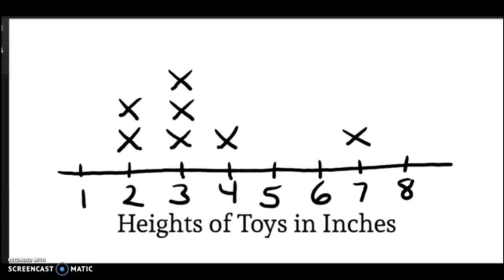Earlier in this video, I told you that it's important to put all of the numbers along the line plot. And now you can see that because I have the number 5 and the number 6 and 8 and 1 on my line plot, you know I don't have any toys that are those number of inches tall.